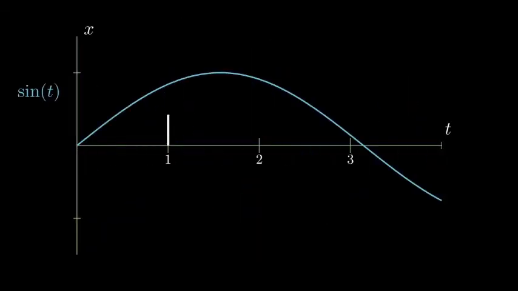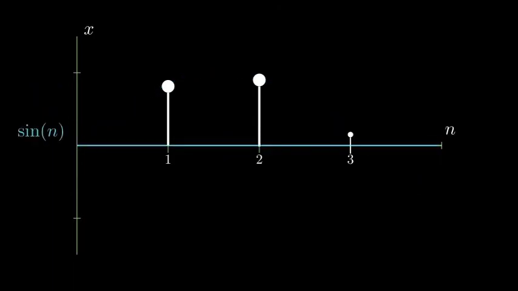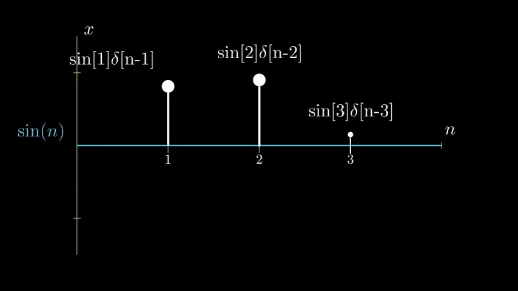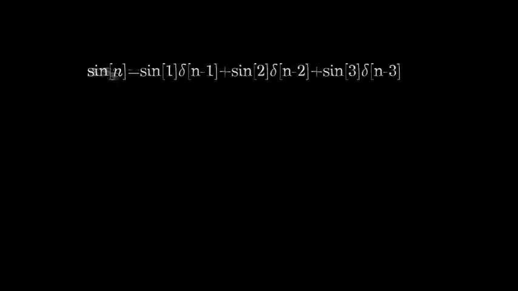We have a continuous signal. Let's discretize it. We only take the values at 1, 2, 3. Now you can see at 1 we have an impulse with height sine of 1, and at 2 we have sine of 2 impulse shifted to 2. So it is sine of 1 del of n minus 1, sine of 2 del of n minus 2, sine of 3 del of n minus 3. That square bracket is the right representation.